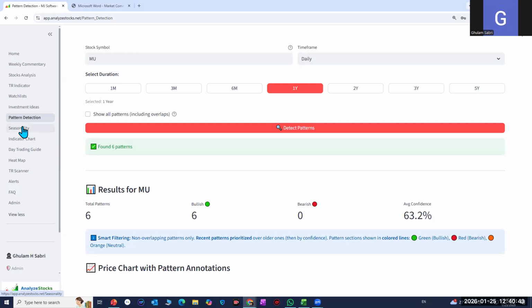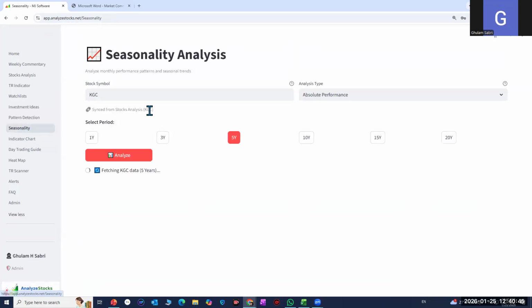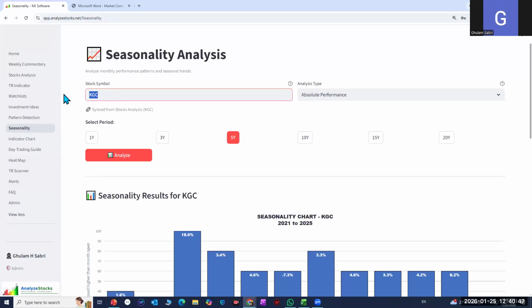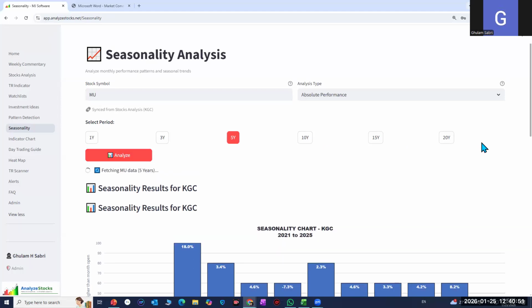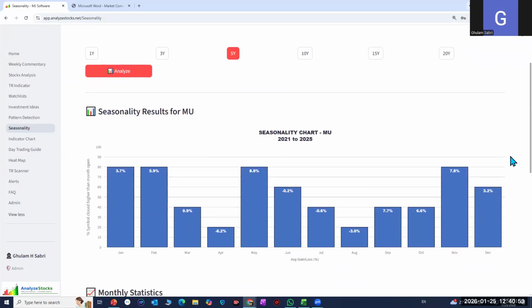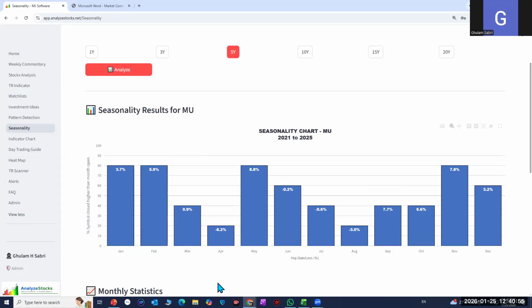Not only this, we also take a look at seasonality. For example, we were looking at MU. We want to know in which month MU performs better. For some reason, over the last 5 years, its average return in January was 3.75.9, and 80% of the time, meaning 4 out of 5 years, it gave a positive return.